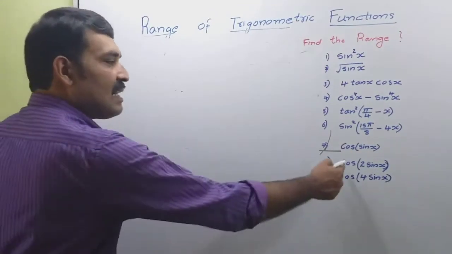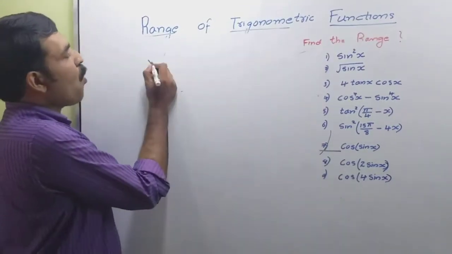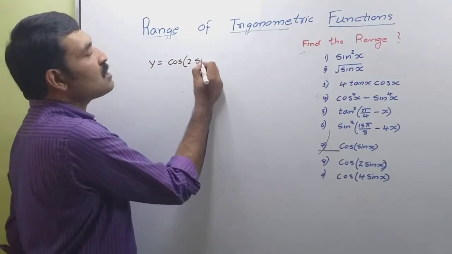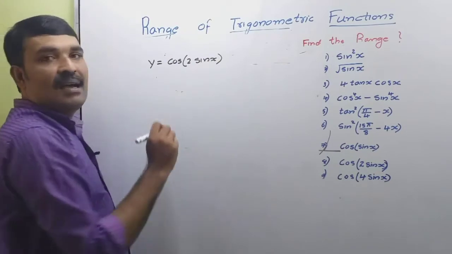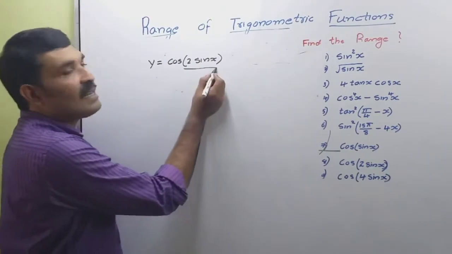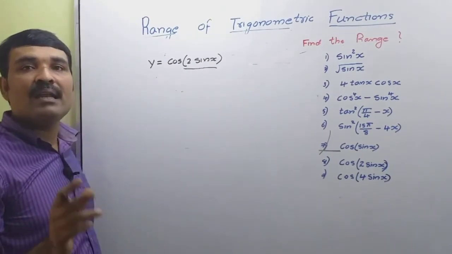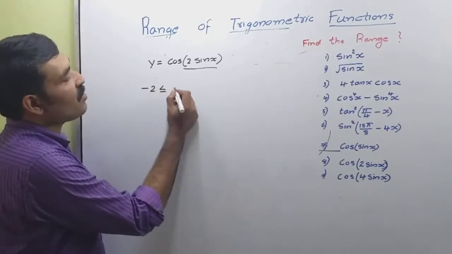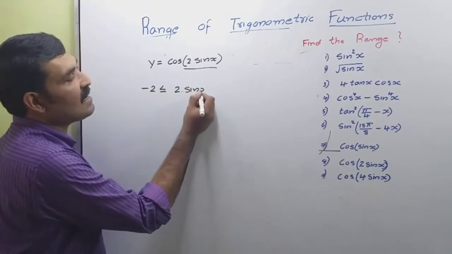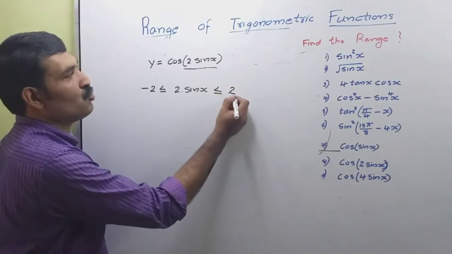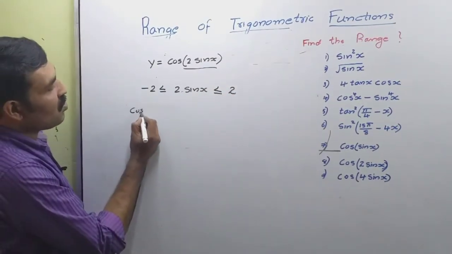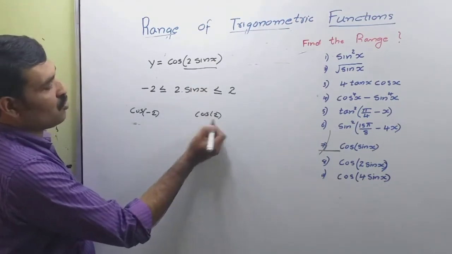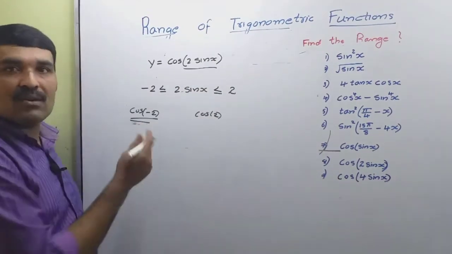Second example, y is equal to cos of 2 sin x. We know that the value of 2 sin x is between minus 2 and plus 2, that is, minus 2 is less than or equal to 2 sin x, which is less than or equal to 2. Cos of minus 2 to cos 2, and cos of minus 2 is again cos 2.